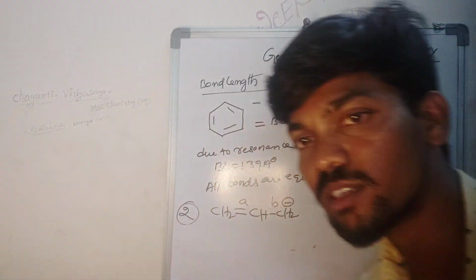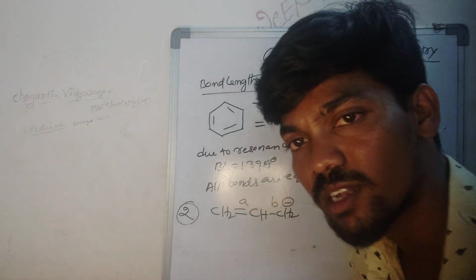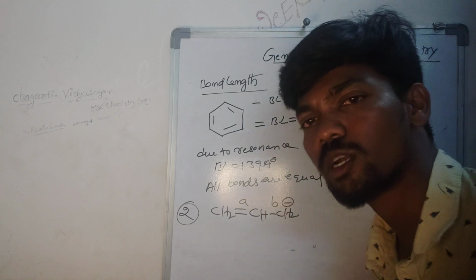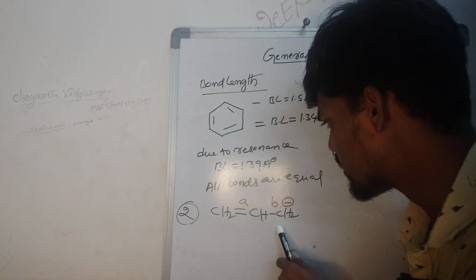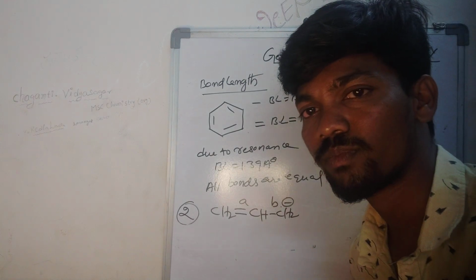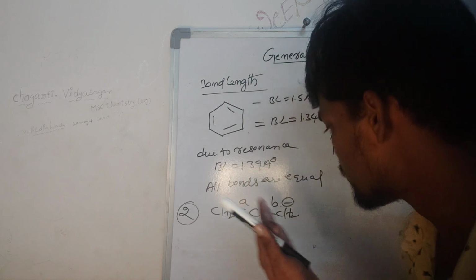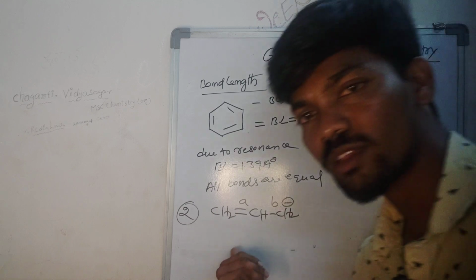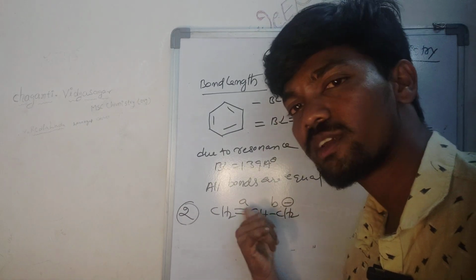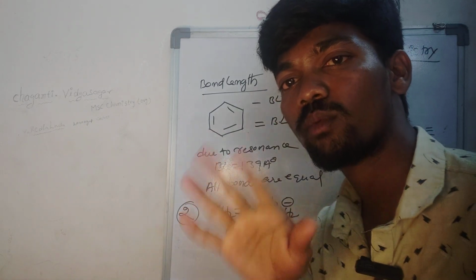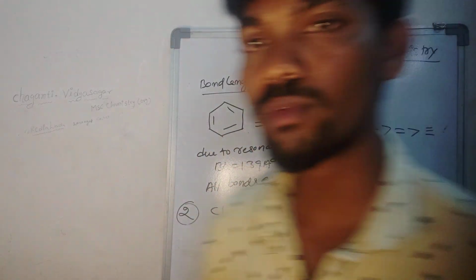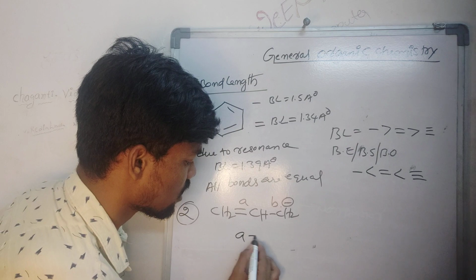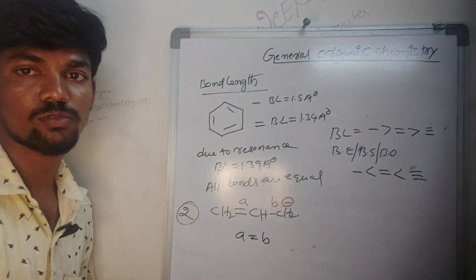Coming to this point, what happens here? Here also conjugation is there. If resonating structures are there, what about that bond length? It is a single bond, this is a double bond. Is the bond length of B greater than A? No. It is not a simple molecule. If it were a simple molecule, I could write like that. But a resonating structure is there, that's why all bonds are equal. So what is the order for that one? A is equal to B.